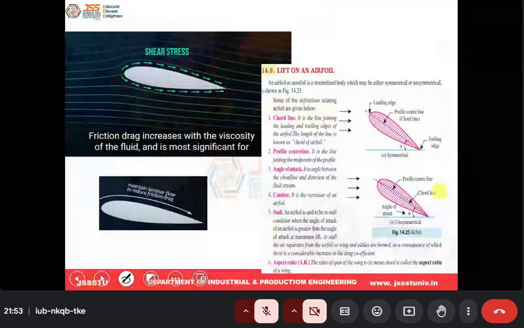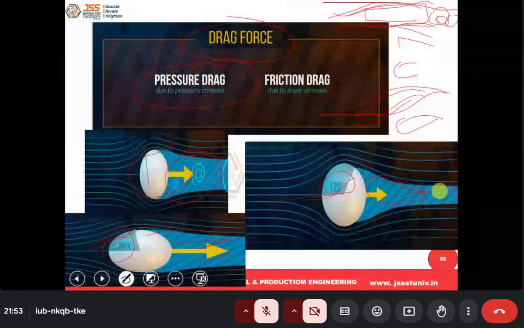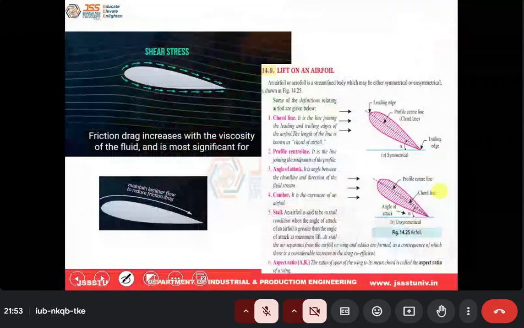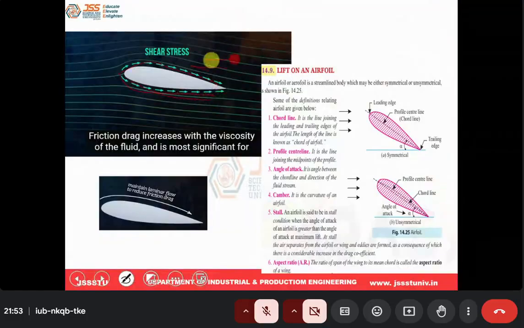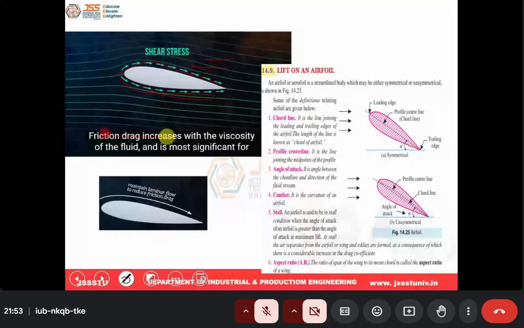So this is basically pressure drag, which is because of pressure forces, and one more drag we talk about is because of shear stress. As we know, the flow occurs along the surface of the body. Definitely shear stress will be acting, and there will also be the viscosity of the fluid, and that viscosity causes friction, and this friction causes more drag force because it opposes the movement of the fluid. The friction drag increases with increasing viscosity of the fluid. So that is about drag and lift force.